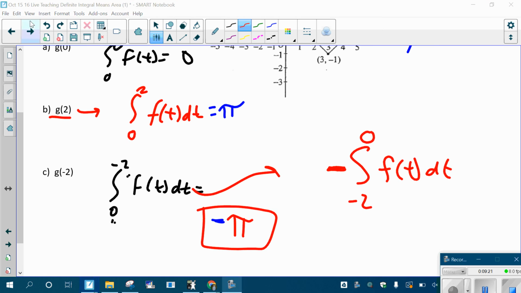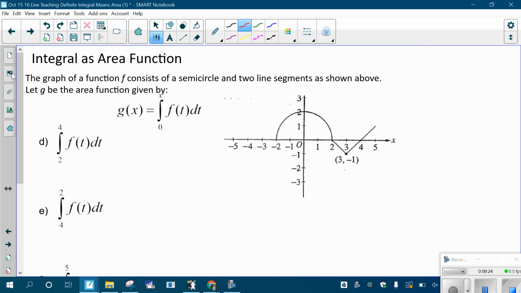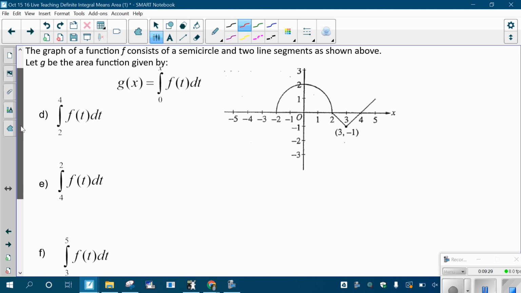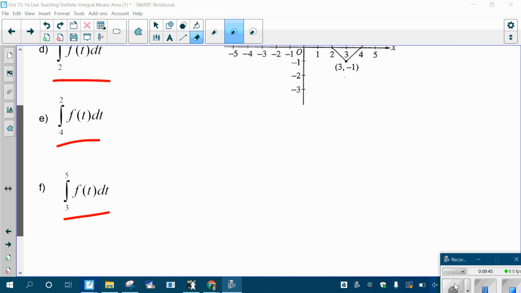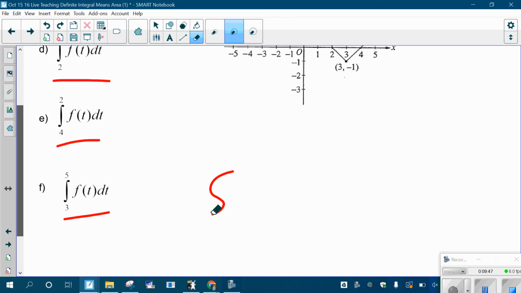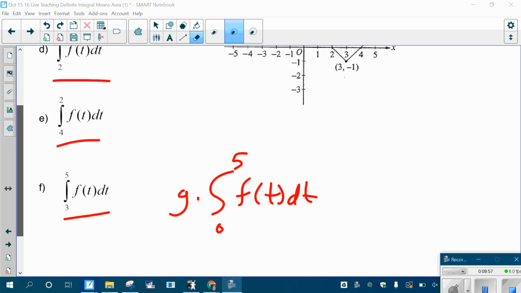Okay. Last thing I'd like to do, take a look, ignore the g of x thing now. Take a look at this same picture, try to evaluate these 3 definite integrals. Go ahead and take 30 seconds to do that. Ignore this, you don't need this. There's a picture, do these 3 definite integrals. Oh, and can you also do this? All the way from 0 to 5. Okay, take 30 seconds, or like a couple minutes.